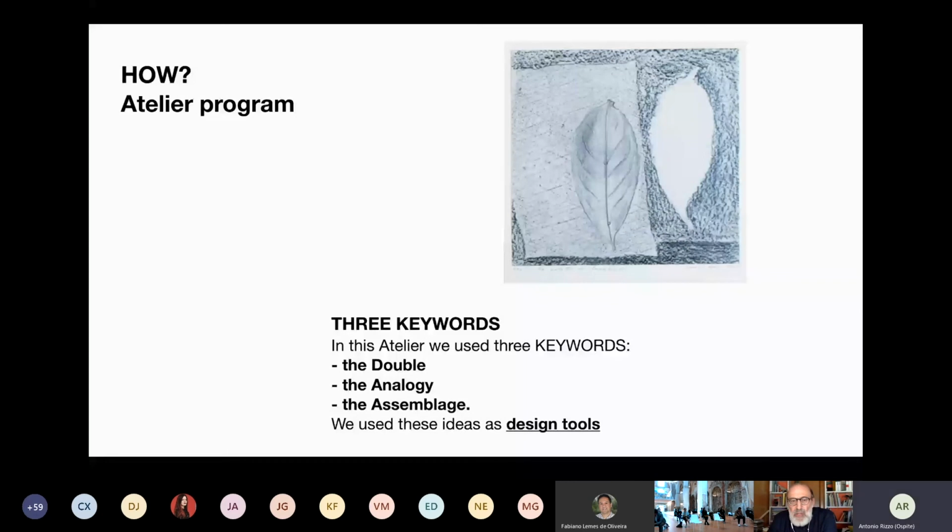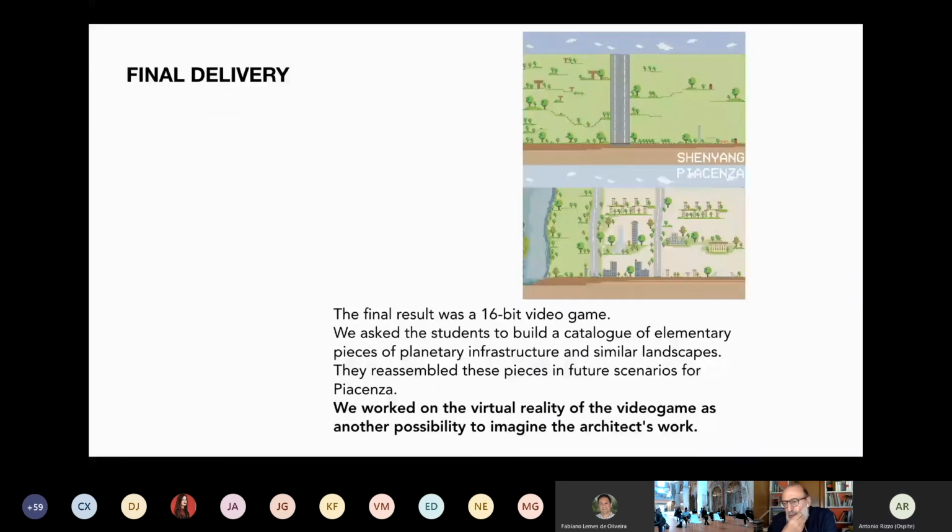We suggested the students think about this contradiction, this paradox between reality and imagination. So we suggested working with three keywords: the double, the analogy, the assemblage, and we suggested the students use these words as design tools. So next, the atelier worked.